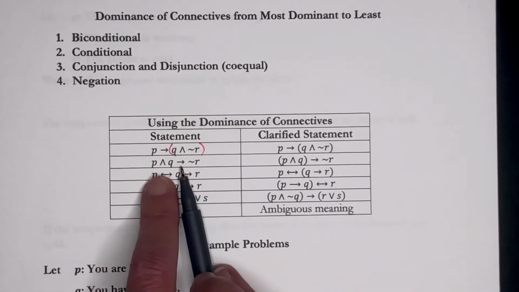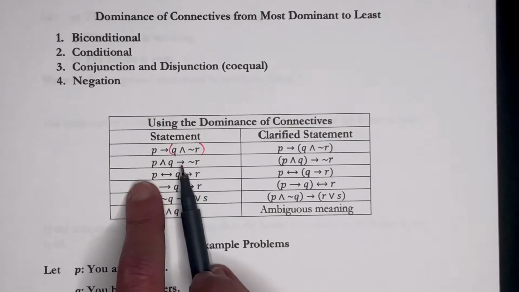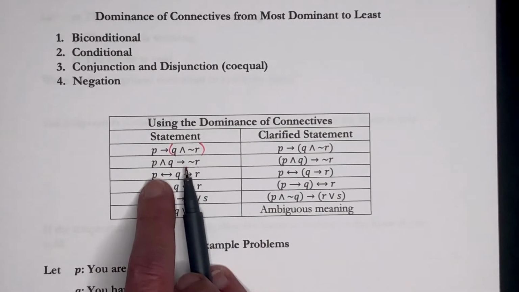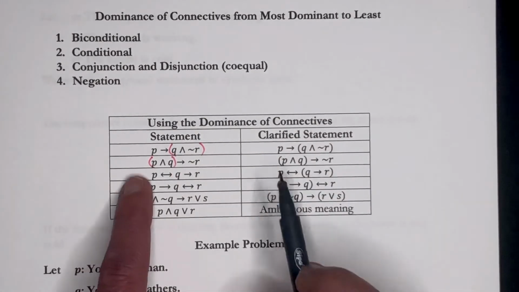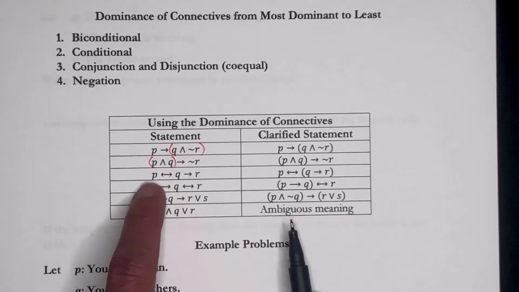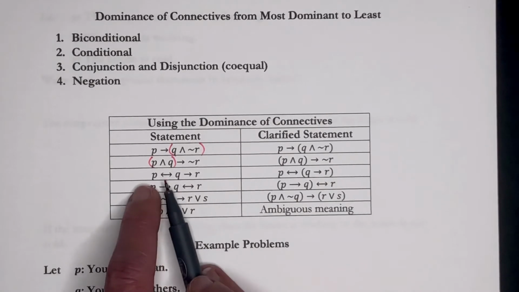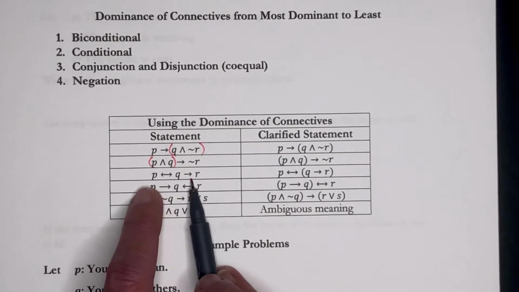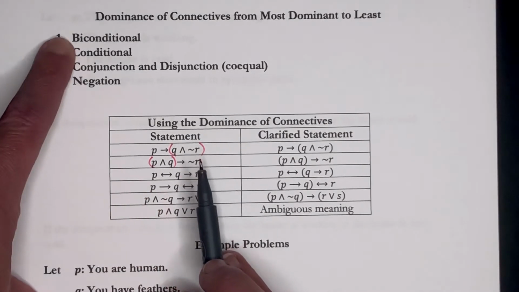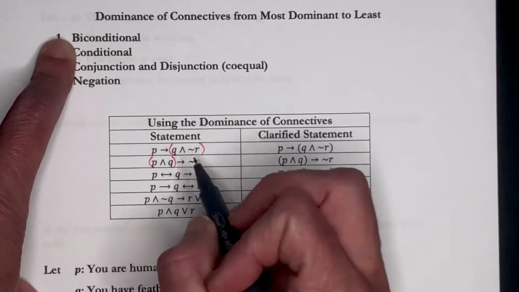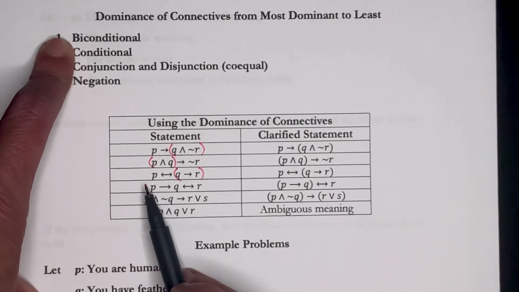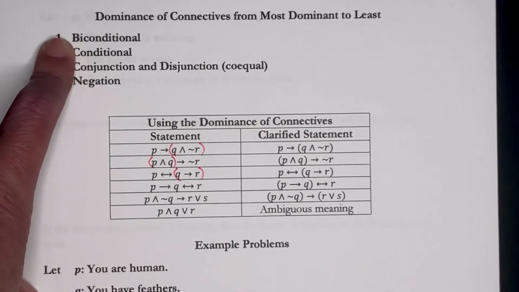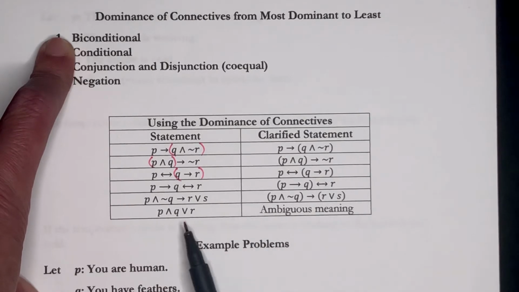As opposed to this one, which is similar, but here our conditional is here. So we need to put these two together. Now here we have a biconditional and a conditional. Biconditionals are more important, so we group on either side of that. And if this were more than just a simple P, I would put parentheses around that as well.